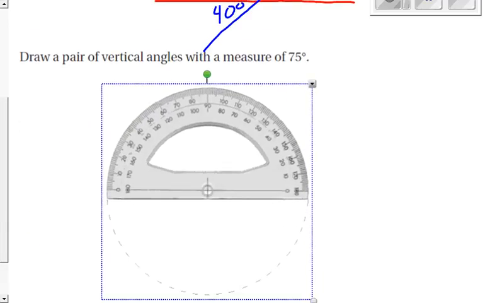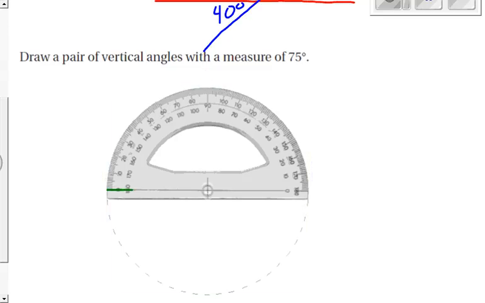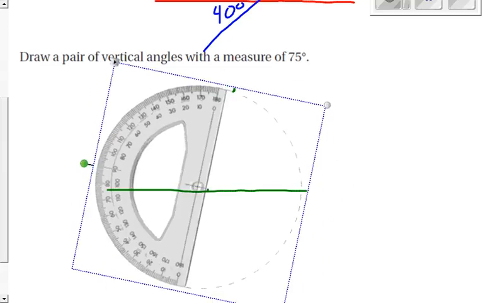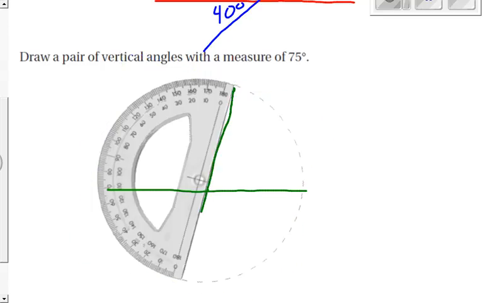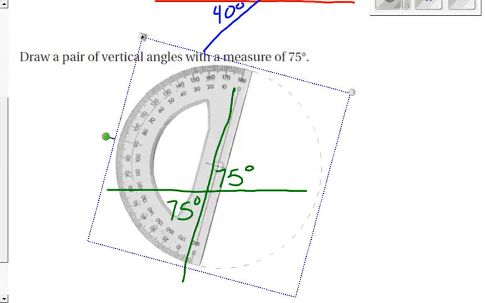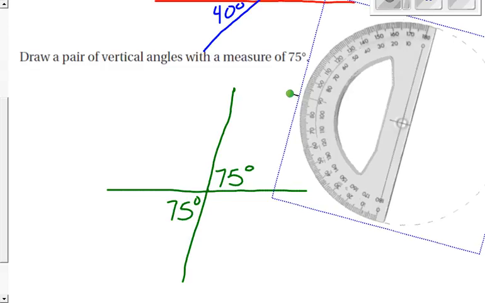I'm ready to go. So again, I'm going to draw my line straight across. Put a little mark in the middle, that way you know exactly where to make your line go through. This one we need 75 degrees, which we know is acute. So find 75, which is up here. Again, I'm going to turn my protractor. I'm going to make it go through the middle of my line. Looks good. Draw a straight line straight through, and now I have a 75 degree angle here and a 75 degree angle here. And I now have vertical angles that measure 75 degrees.